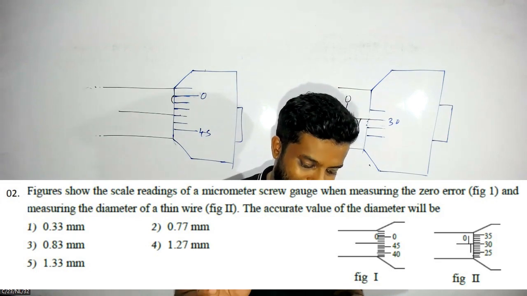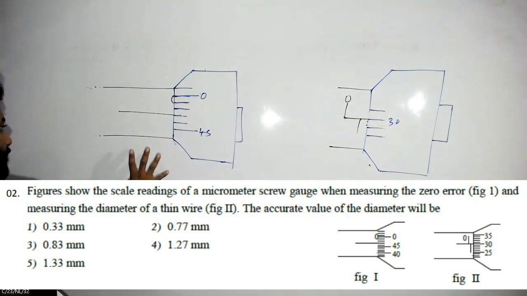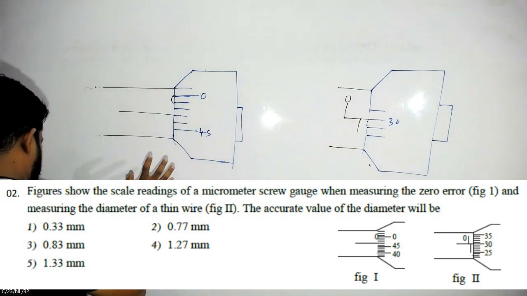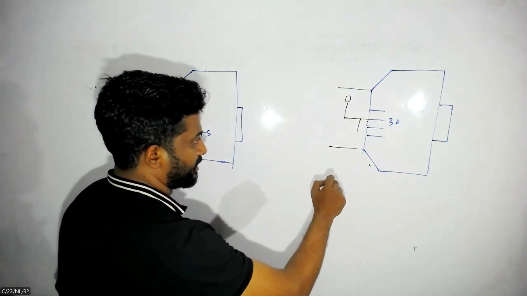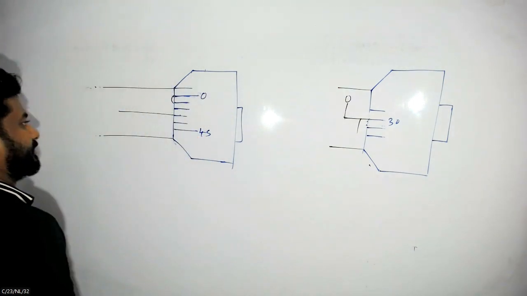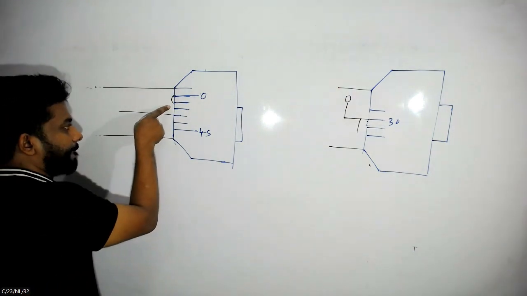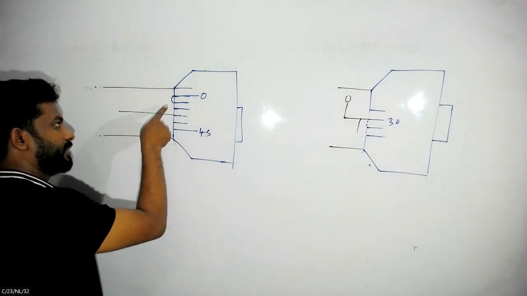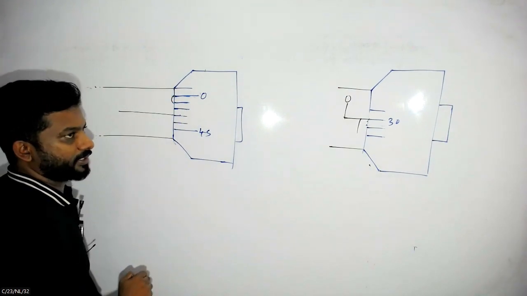Figure shows the scale reading of a micrometer screw gauge. First diagram shows the position of the main scale and thimble, circular scale related to zero error. Second diagram shows the reading, right? Then first you should identify these 2 points. Did you see this main scale zero division has disappeared? And here you can observe less than half of the main scale zero mark.